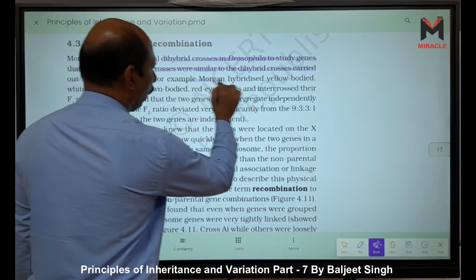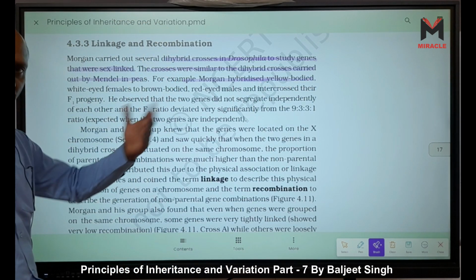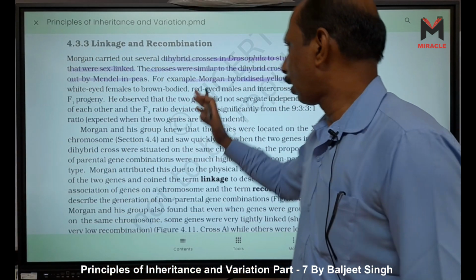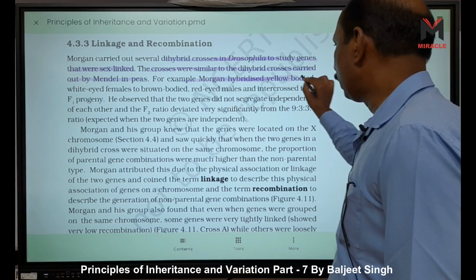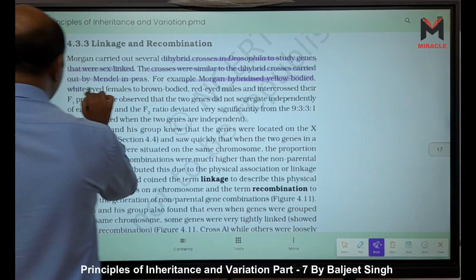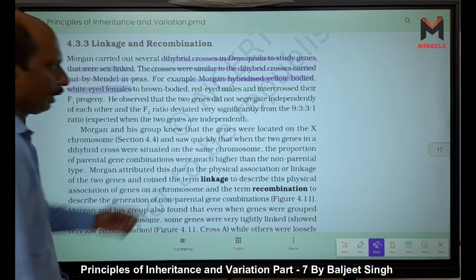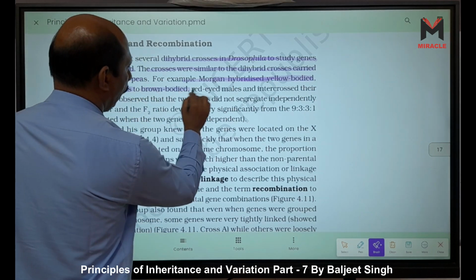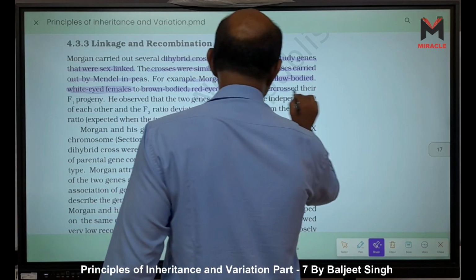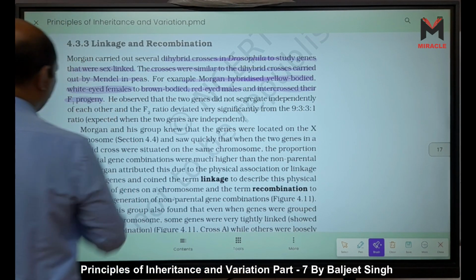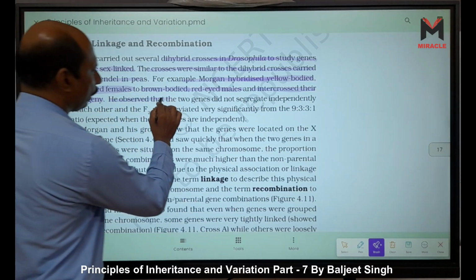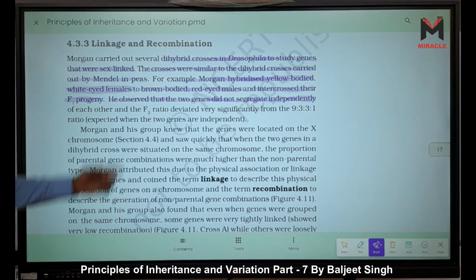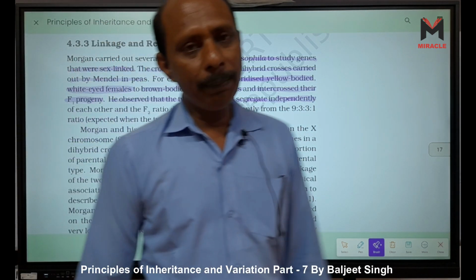For example, Morgan hybridized yellow bodied, white eyed females, because many variations are also there: color of eye, length of wings, color of body. You understand here? Female means their body is yellow and their eyes are white. Two brown bodied and red eyed females, and intercrossed their F1 progeny, right? He observed that the two genes did not segregate independently. These two genes did not segregate independently, right?